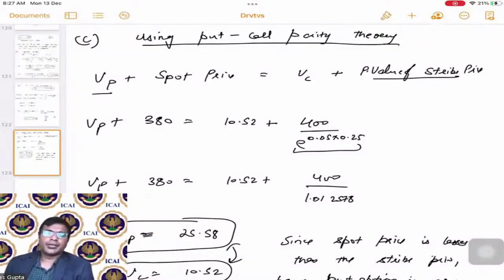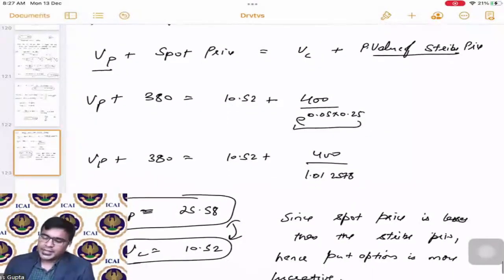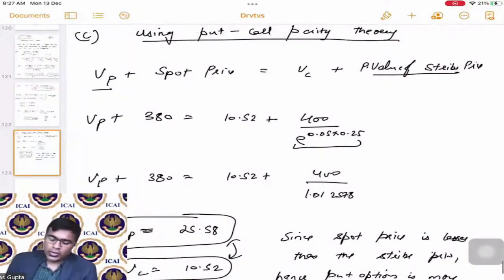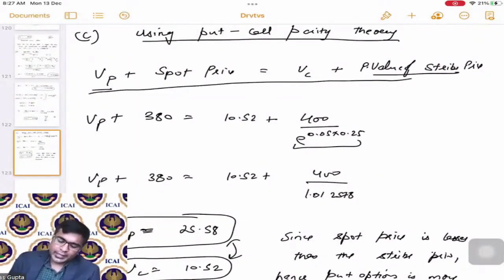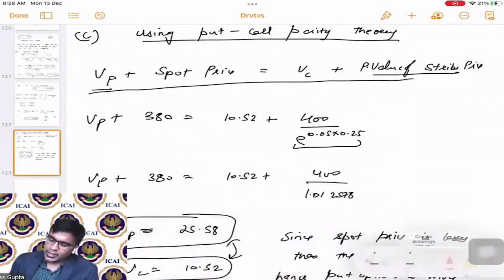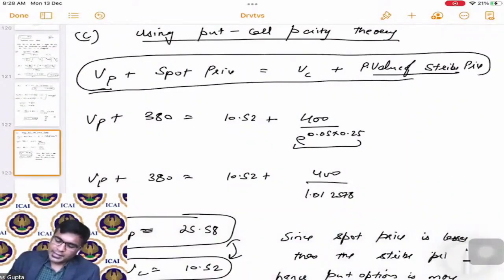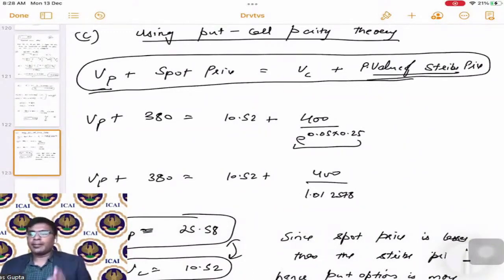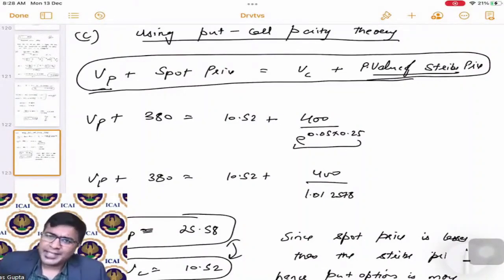Okay, students. So this is the use of put call parity theory. Out of these four things, now you can understand what has to be done. Basically, out of these four variables, if three of them you know, the fourth one you can calculate. Correct? Mostly it is used to calculate the value of put option or value of call option, given that we know the other put or other call option value. Spot price and present value of strike price is already given. Correct?